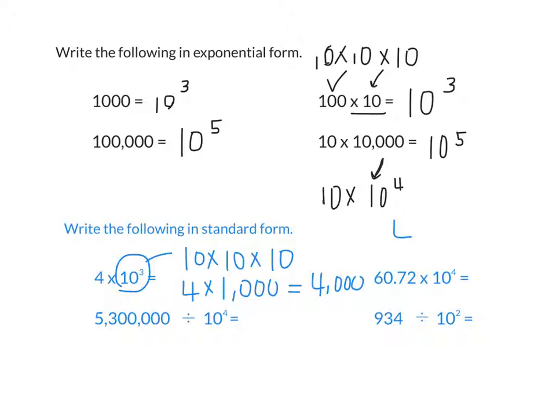Now, try this one. 60.72 times 10 to the power of 4. Well, 10 to the power of 4 is really 10,000, right? So how do I do 60.72 times 10,000? Go ahead and do it in your math notebook.